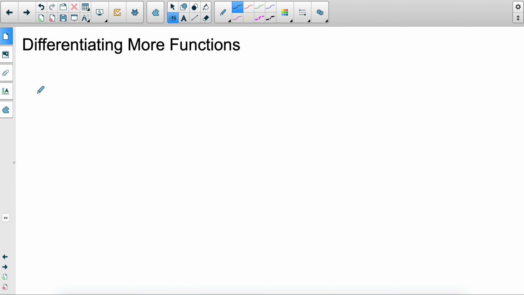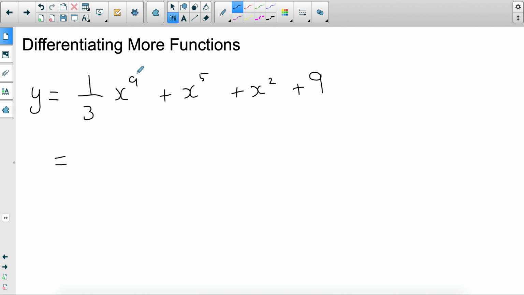So a couple more things I want to differentiate, with functions that have more than one term. So let's go quite deep now. Let's say I have y equals 1 over 3 x to the power of 9 plus x to the power of 5 plus x squared plus 9. Well, remember, you're still going to use the differentiation rule, and you're going to apply it on every term. It doesn't matter, as long as there's a plus or a minus between them, you still apply the rule.